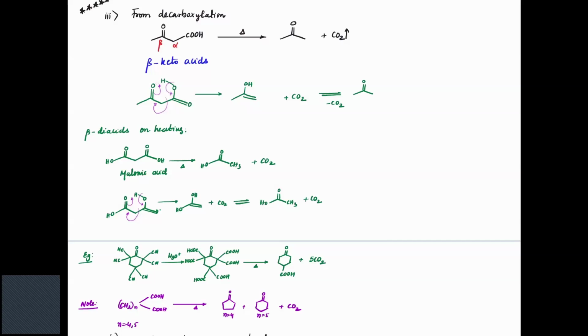Decarboxylation is a very frequently asked question in JEE. Okay. So you must know how it has to be worked out from the keto point of view, from acids. If there are two acid groups or beta keto acids we have, how does it work?